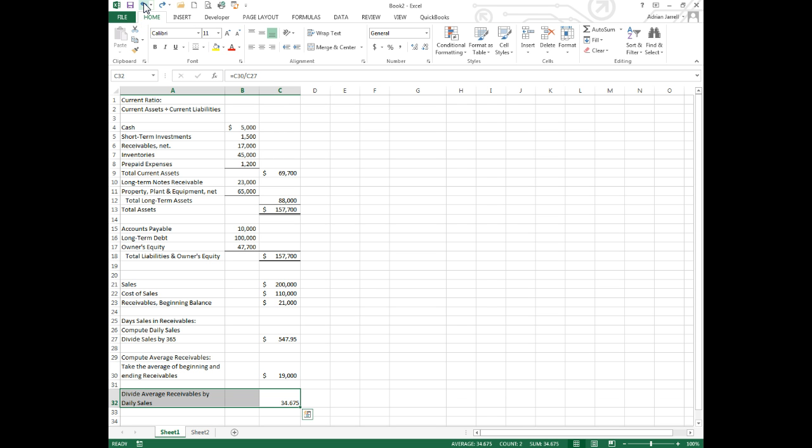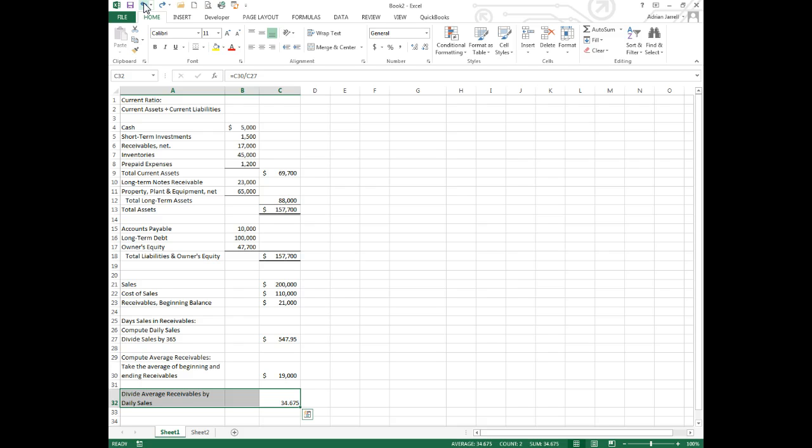And then finally, we're going to divide the average receivables by the daily sales. And that gives us 34.675. So there's 34.7 days of sales in receivables in this company, which is not too shabby, it doesn't look like. If I saw that being 80 days or 90 days or something like that, that tells me they're not turning over their receivables quick enough.